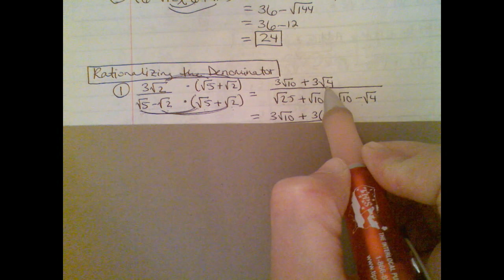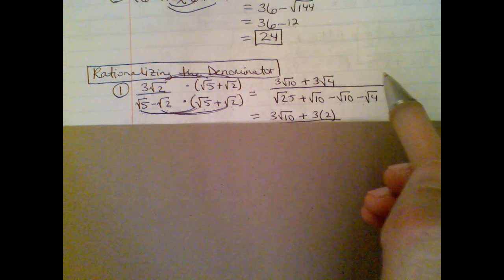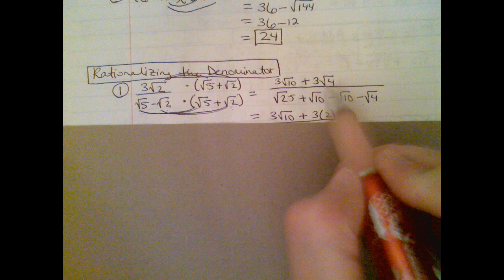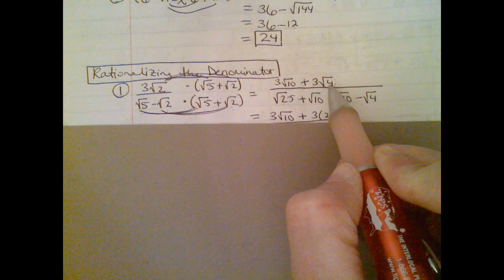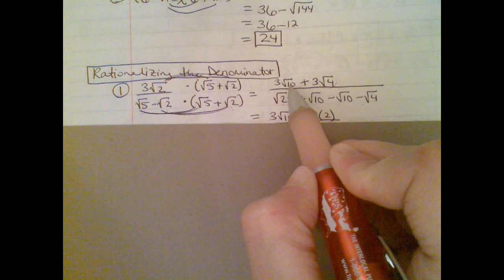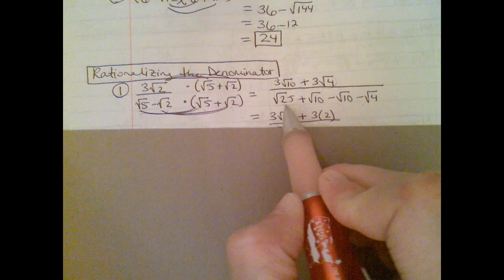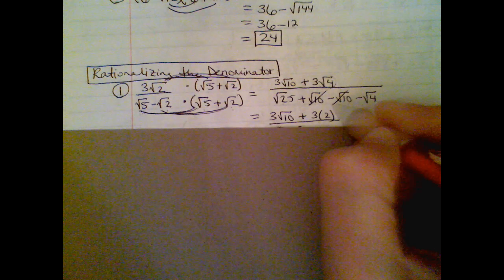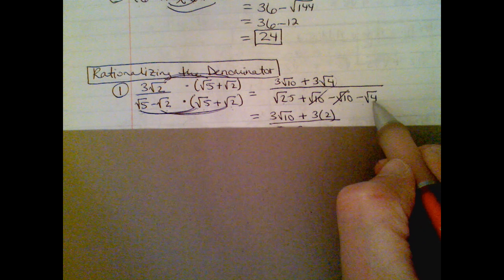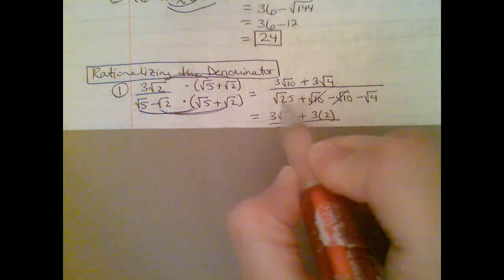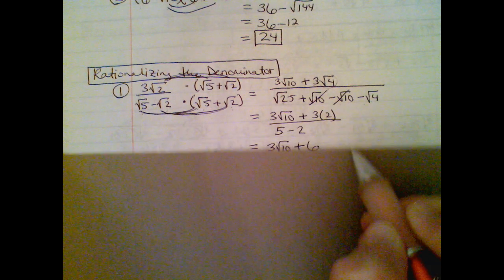And then from here, we're going to go ahead and simplify this down. So square root of 4 is just 2. So we're going to have 3 times 2 here, or 6 there. 10 is just 2 times 5. We don't have a pair of anything, so we can't simplify that down. Here we have square root of 25 is just 5. These middle terms cancel out because they're opposites. And then square root of 4 is just 2. So we're going to have 5 minus 2 in the denominator.